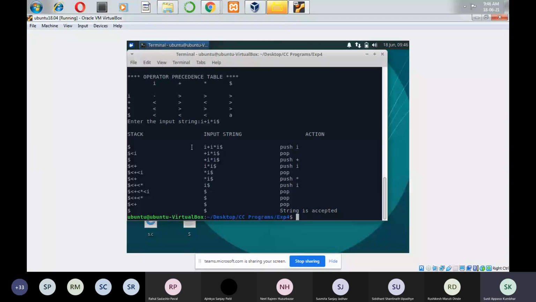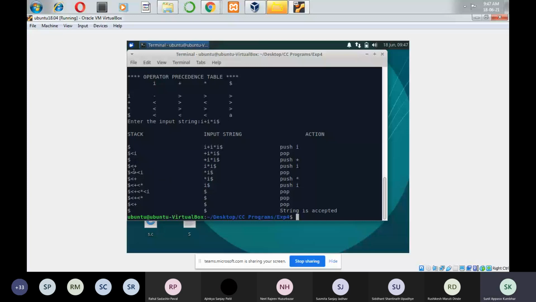Here dollar and I is compared. The I has higher precedence than the dollar. So the push operation is carried out. I is pushed. Again the plus and I has higher precedence. So I is popped and reduced. Again plus and dollar is compared. So this symbol is only to make the differentiation between the symbols on the top of the stack, right?